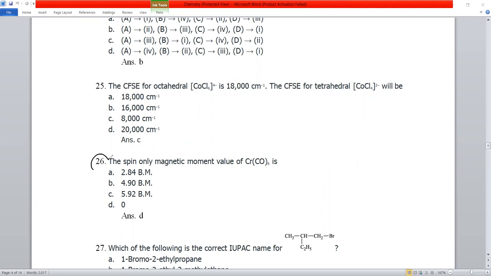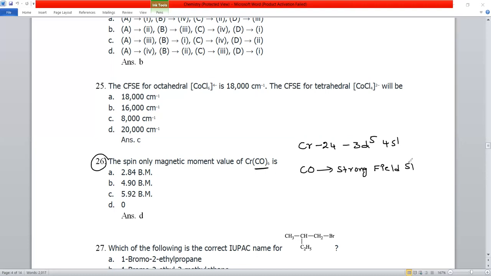Next question number 26. The spin only magnetic moment of chromium CO taken 6 times. Since we know chromium atomic number is 24, the electronic configuration is 3d5 4s1. So what will happen if chromium is connecting with CO? Carbonyl is a strong field ligand.